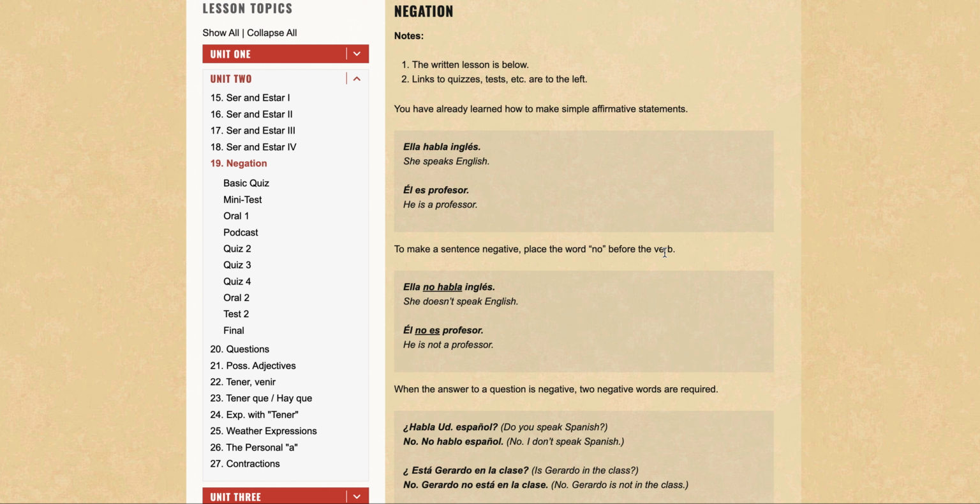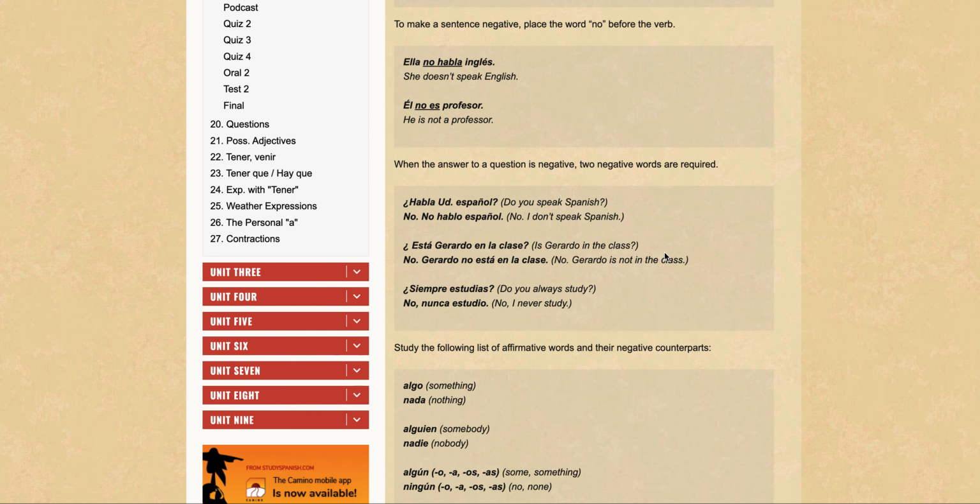So if we add a no before the verb, it's going to negate it, right? Like, Ella habla inglés, she speaks English. Ella no habla inglés, she doesn't speak English. Él no es profesor, he is not a professor. Él es profesor, he is a professor, right? And we've seen how to negate. We also saw how to negate a question.